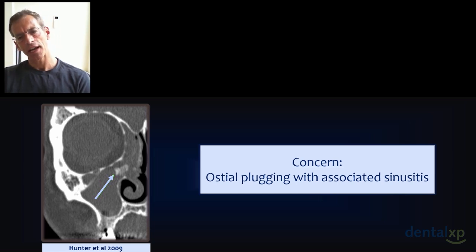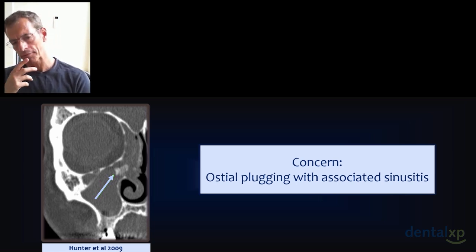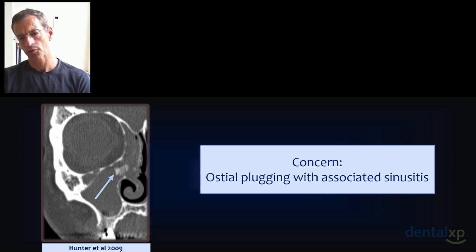My concern is that the ostium would get plugged with the bone graft material. That's why I don't use putties for transcrestal procedures. If there is a perforation and you're utilizing a putty, the chances are greater that that would block the ostium. It's a bigger graft. It's a much larger graft.